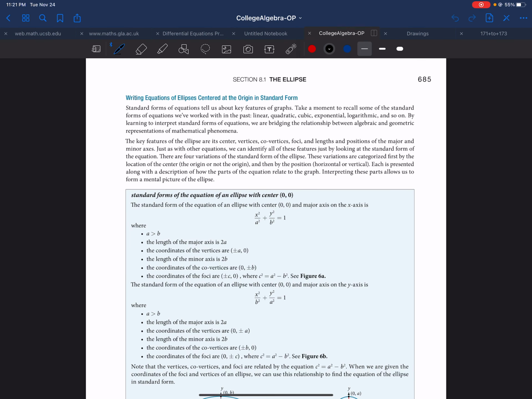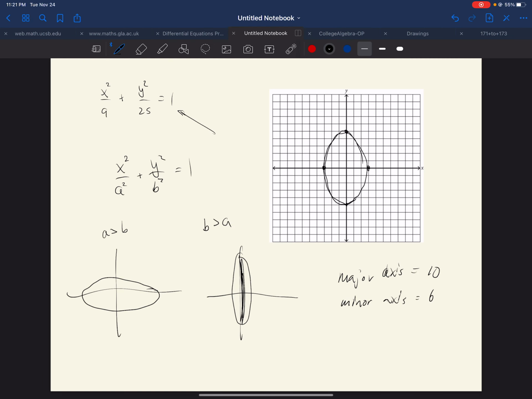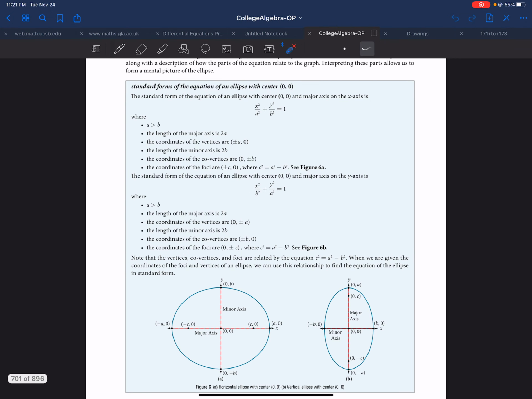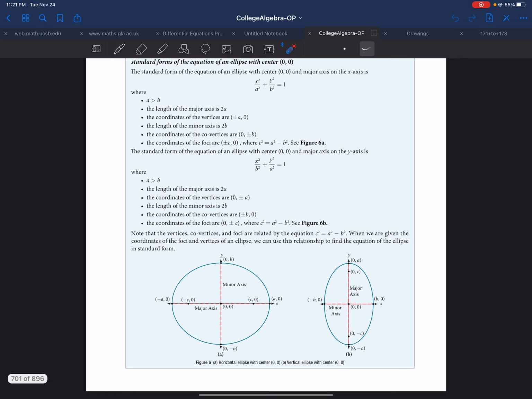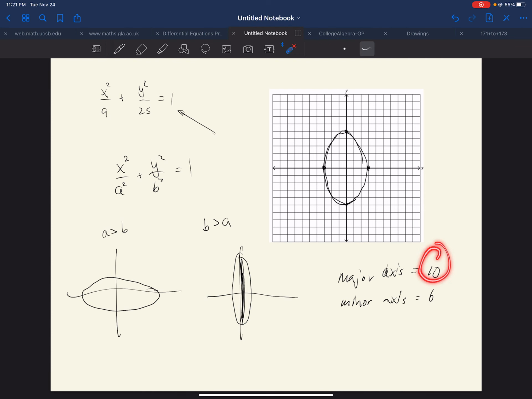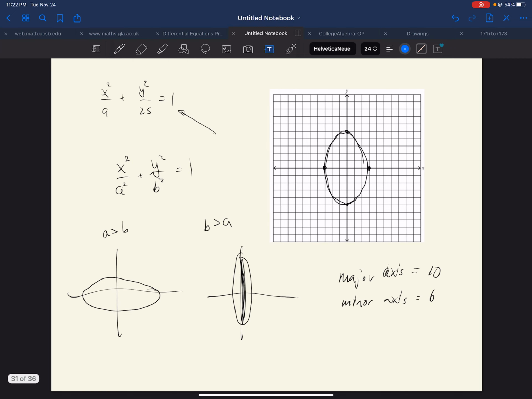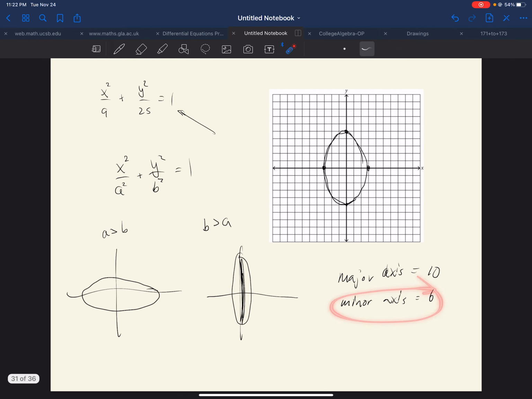And if we come over here, let me make sure which case we're in. The bigger one's under the y, so we're in this case right here. And if you look, the length of the major axis is 2a. Well, a squared was 25, so 2 times 5 is 10, and, oh yeah, that's what we said right there. It says the length of the minor axis is 2b, and b is the square root of what's under x. For us, it was 3, so 2 times 3 should be 6, and that is exactly what we got right here.